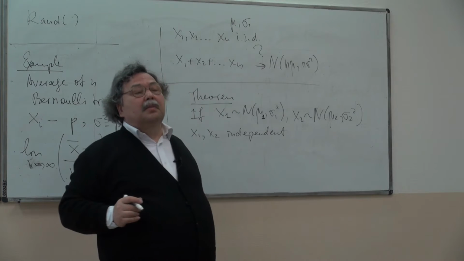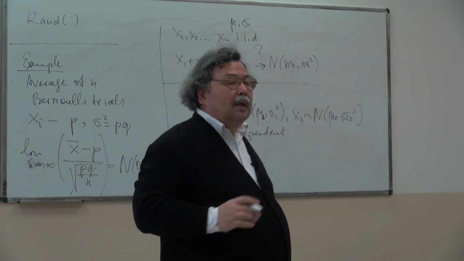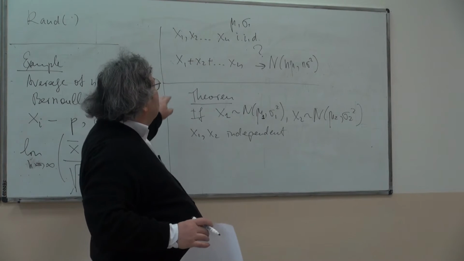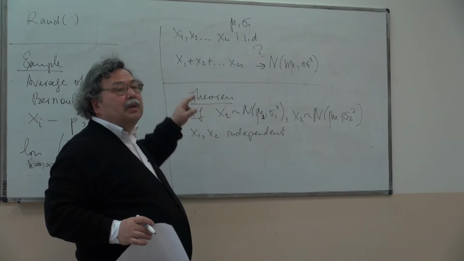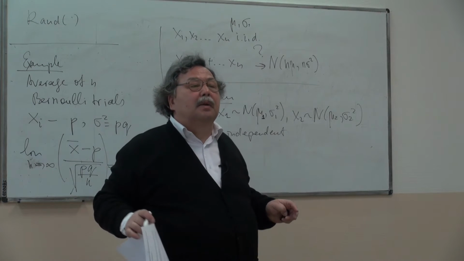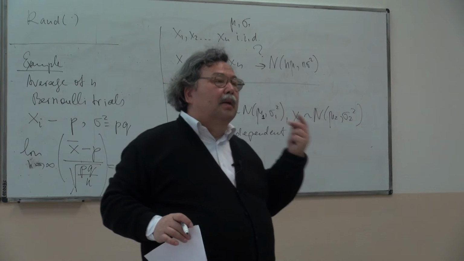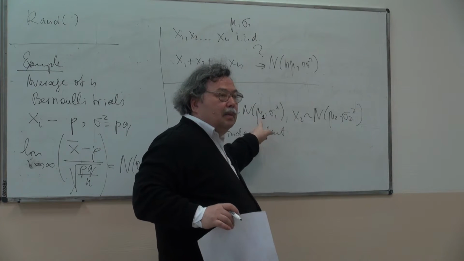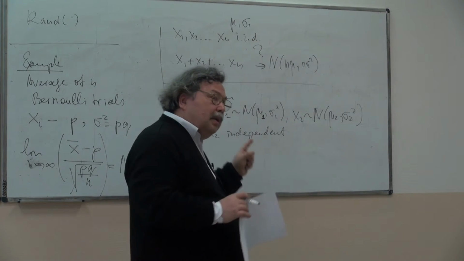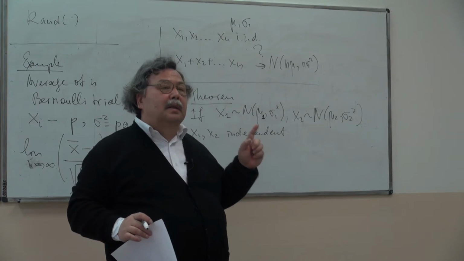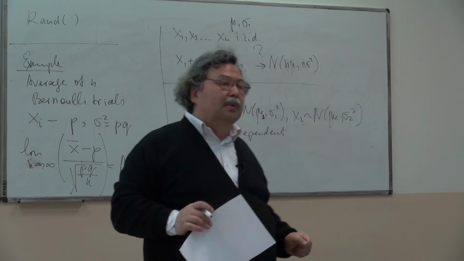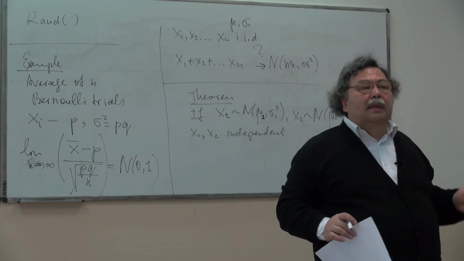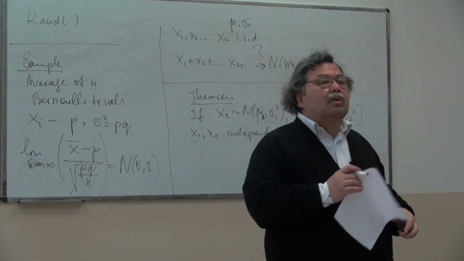Question: what about the sum X1 plus X2? Again, let me emphasize that here we're talking about a different situation. We do not sum up a great number of random variables. We only sum up two, okay? But we assume that each of them is normal, and we assume that they are independent. Both conditions are very important. So if these two conditions are in place, then the sum is also normal.